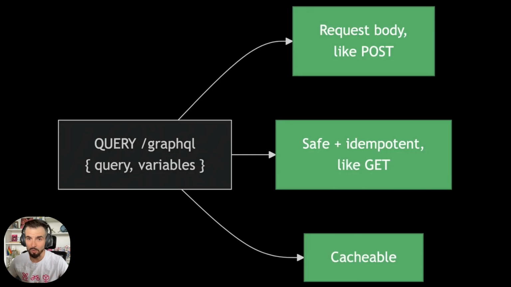Query fills that really interesting hole. It gives you a request body, like POST, while the HTTP method itself is defined as safe and idempotent, like GET. Its responses can also be cached, so you can send your GraphQL document and variables in the body without giving up the HTTP semantics that describe this as a safe read.